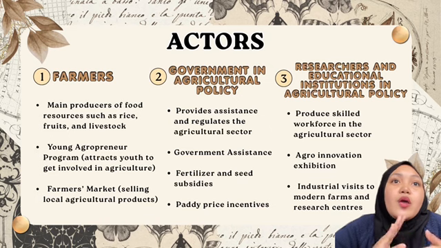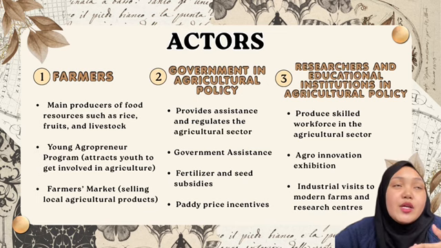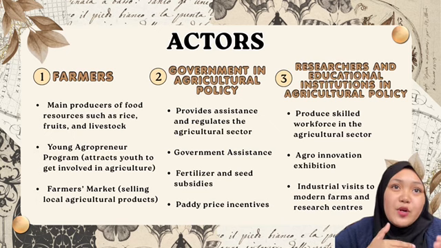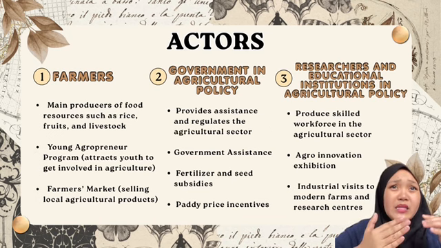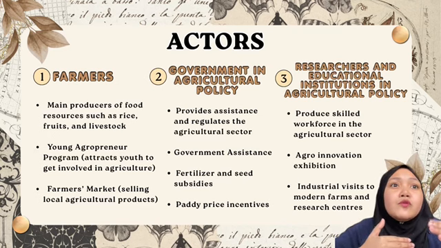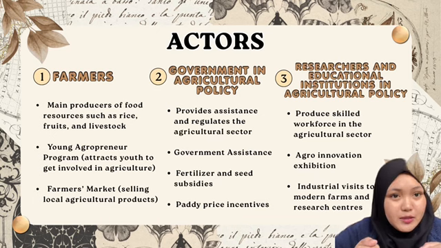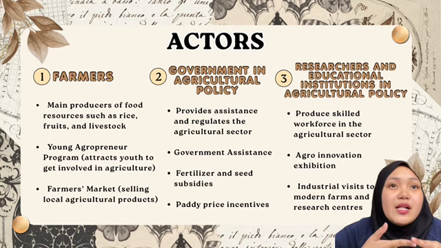So, for the next slide, we have three main actors, which are farmers, government, researchers and educational institutions. Number one is farmers. Farmers are the main producers of food resources such as rice, fruits and livestock. They play an important role in ensuring the country has enough food supplies. Besides that, the Young Agripreneur program encourages young people to get involved in agriculture. Farmers can also sell their products at the farmers market, which helps promote local agriculture products.